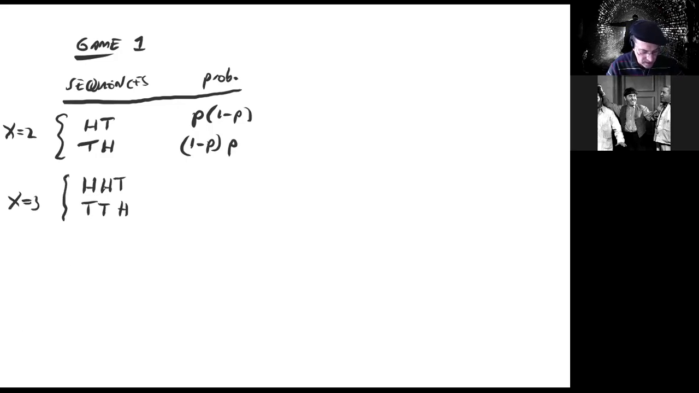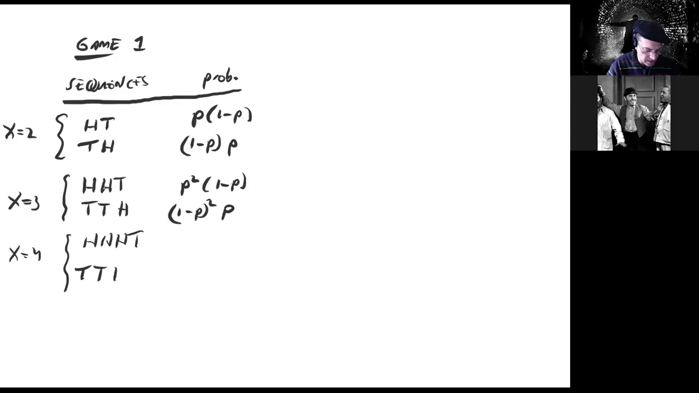So in each case, you're going to get a p. One case, you're going to get a p squared times a 1 minus p as the probability. In the other case, you're going to get a 1 minus p squared times a p. So if x equals 4, the possible sequences are heads, heads, heads, and then tails. And the other possibility is tails, tails, tails, and then heads. Nothing else can happen.